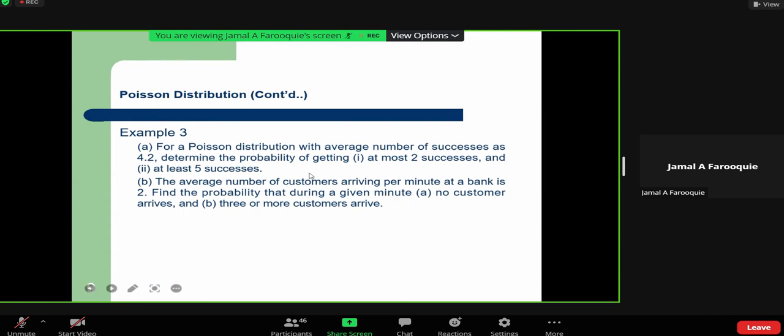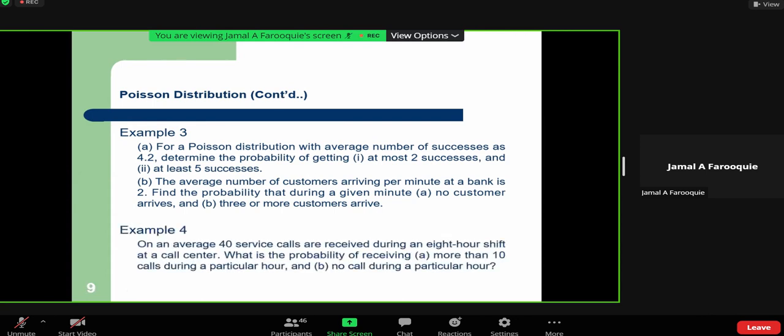Now, if I take a slightly different case: on an average, 40 service calls are received during an 8-hour shift at a call center. What is the probability of receiving more than 10 calls during a particular hour? So what is lambda and what is r here? Lambda is 40 and r is greater than or equal to 10.